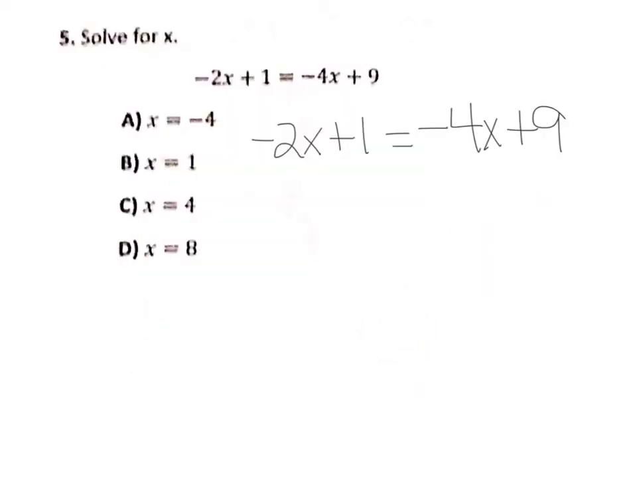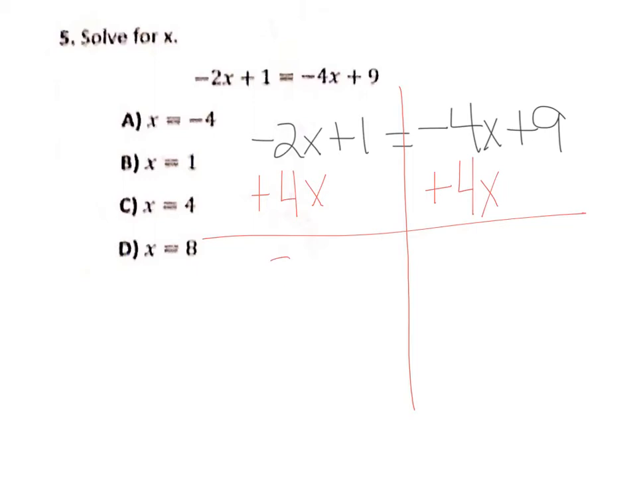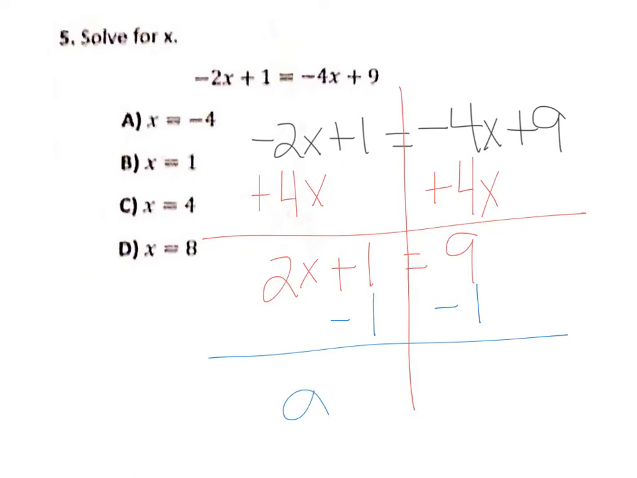Number 5, solve for x. So you would want to write your equation out so that you had room to work on it, and then we want to move variables to one side and constants to the other. I'm going to start by moving the 4, so plus 4x to both sides with the variable gives us 2x plus 1 equals 9. Next, I'm going to move the 1. So minus 1 gives us 2x equals 8.